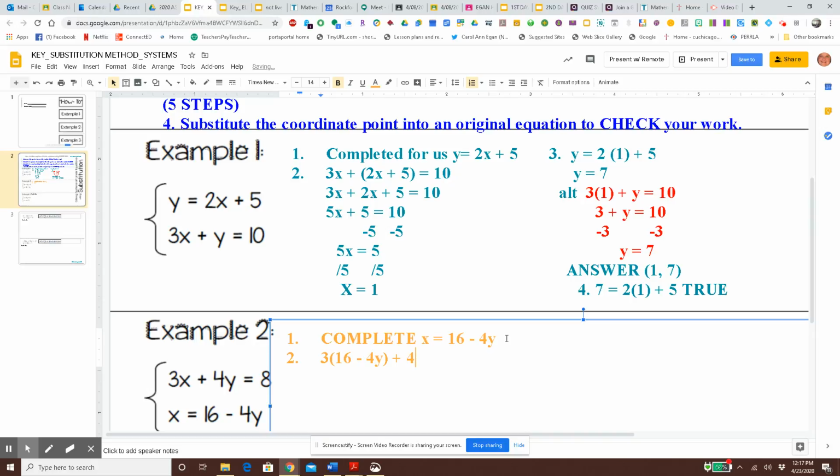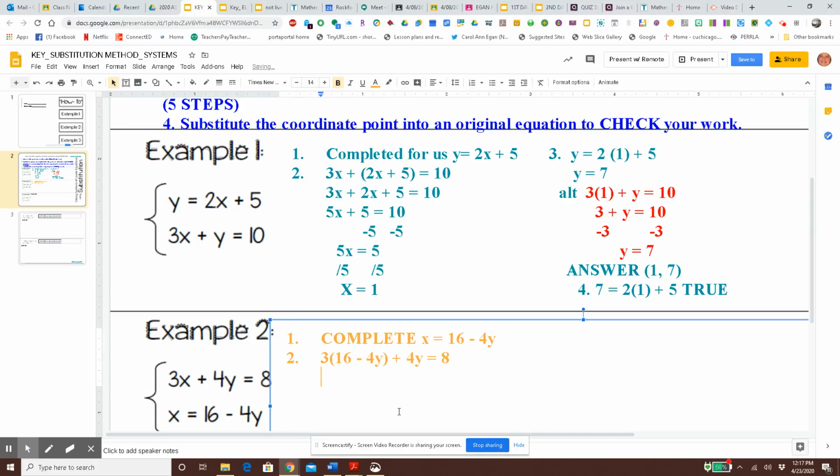plus 4y equals 8. So if you're following my cursor, you can see I took this expression and I substituted in right here for this x. So this x and this expression are interchangeable because x is equal to that. So I can take the x out and put in what it's equal to.